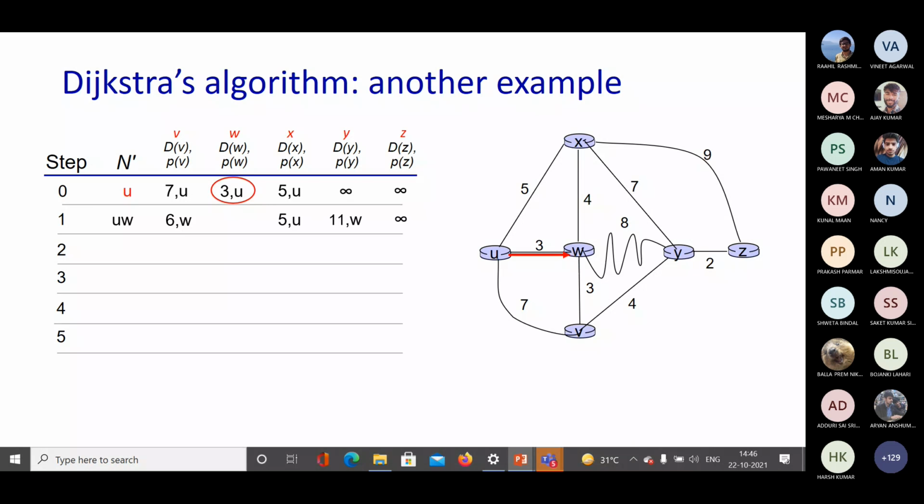Now here, which one will you choose? X, 5U. So that's the minimum, so you choose that one. Now, from X, which nodes can be directly connected? Find out the corresponding costs. For node V, what will happen?